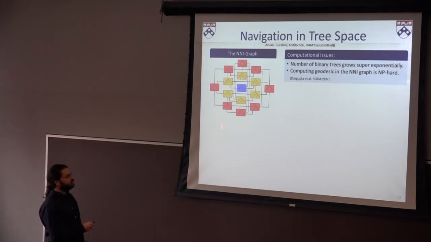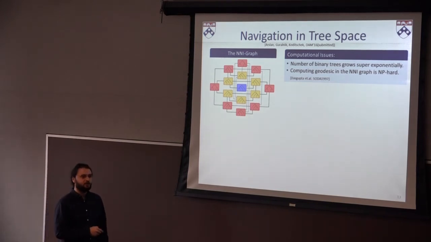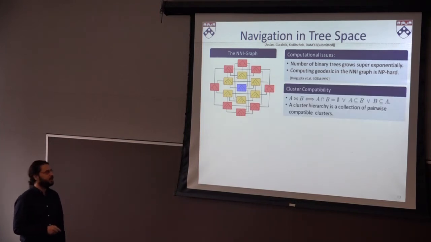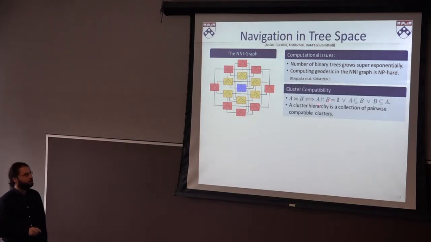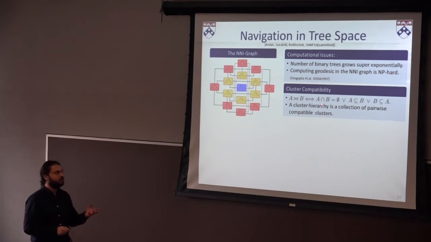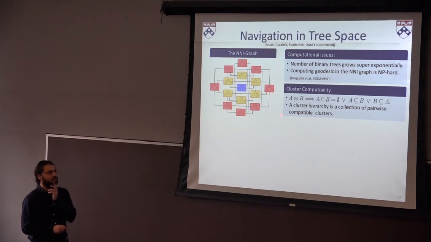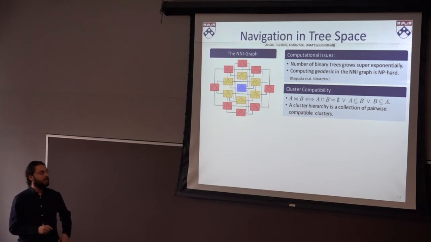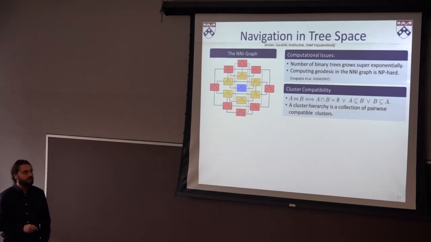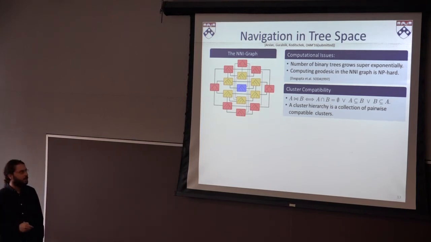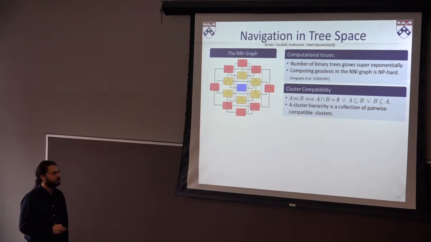So we have this graph, but I'm not going to use this graph to solve any kind of navigation in this space. I will use another nice property of the clustering hierarchies. Let me define the clustering compatibility first. A pair of clusters are compatible if they are disjoint or one is a subset of the other. And we know that a clustering hierarchy is a collection of pairwise compatible clusters. I guess this is the main lesson we learn from these clustering structures.